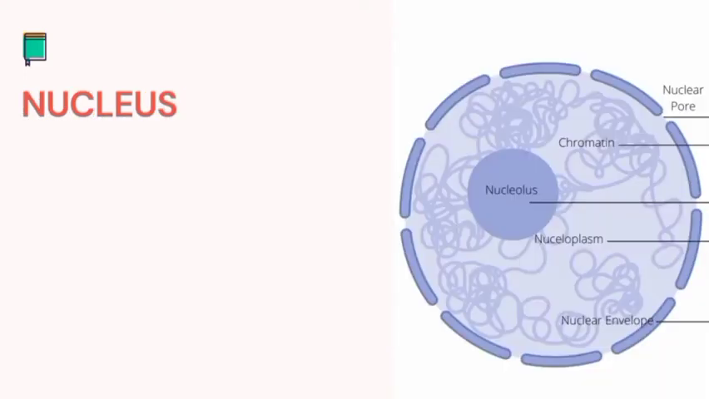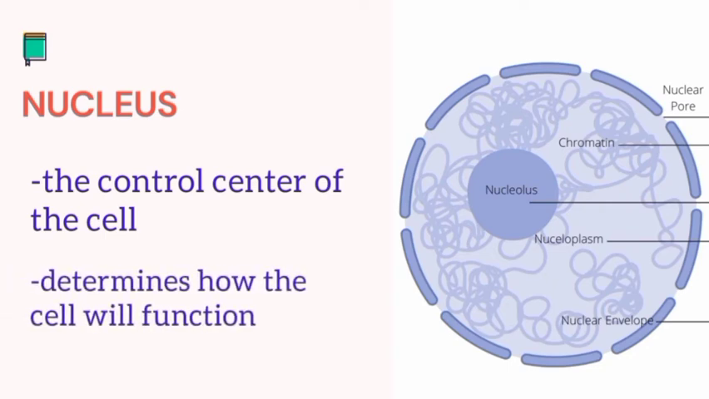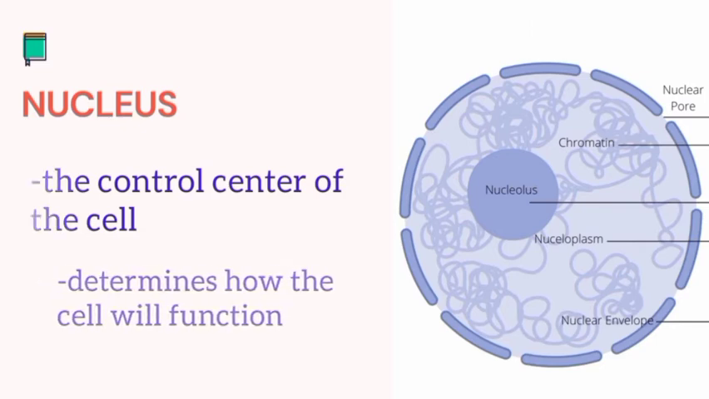Next is the nucleus. The nucleus, formed by a nuclear membrane around the fluid nucleoplasm, is the control center of the cell. The nucleus determines how the cell will function, as well as the basic structure of that cell.